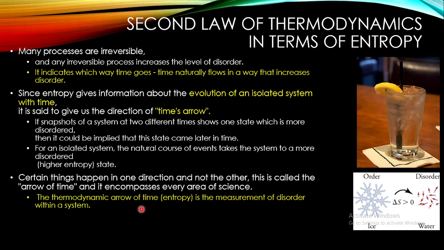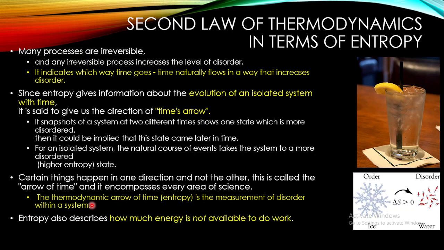So the thermodynamic arrow of time can be taken as entropy. Entropy can be considered as a thermodynamic arrow of time. If a system is given and you want to understand its time evolution, you just have to check the change in entropy. If it has increased, that means time has elapsed. Okay, so it is a measurement. The thermodynamic arrow of time can be analyzed by measuring the disorder within a system.